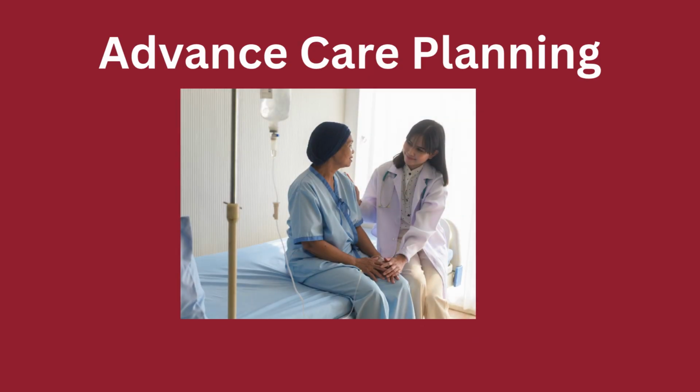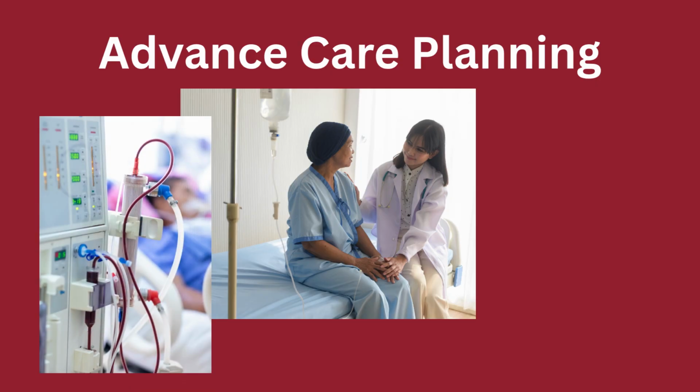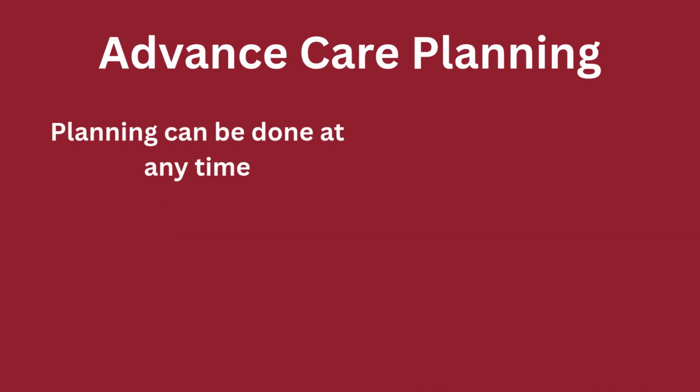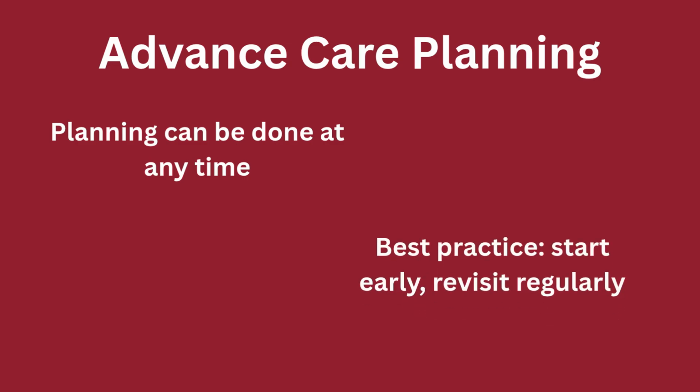For example, a primary care patient may want to choose who will make decisions if they cannot. A dialysis patient may want to decide in advance to continue treatment if they lose the ability to consent. Or an oncology patient may want to plan treatment options, code status, and identify a decision maker before surgery. Planning can be done at any time while a person has decisional capacity. Best practice is to start early and revisit regularly.